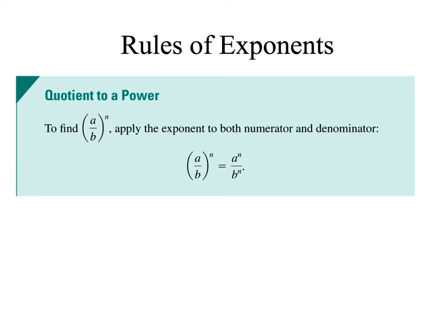Likewise, this same rule would apply in a similar way if it's division rather than multiplication. So this exponent would have to go to everything, both the numerator and the denominator.